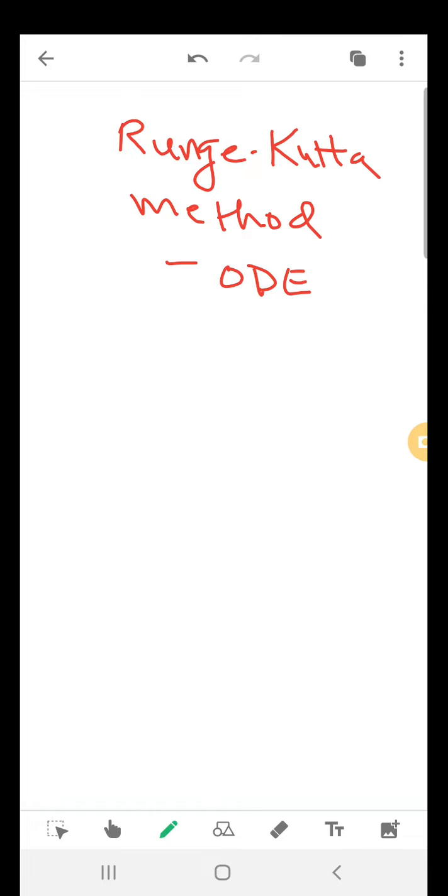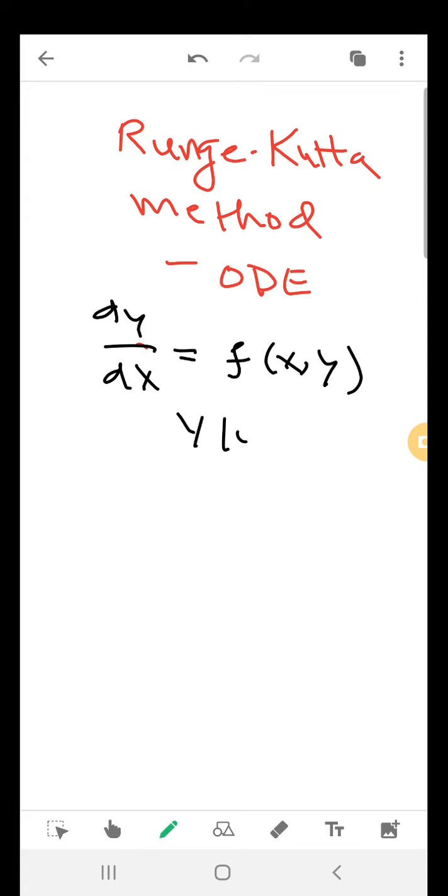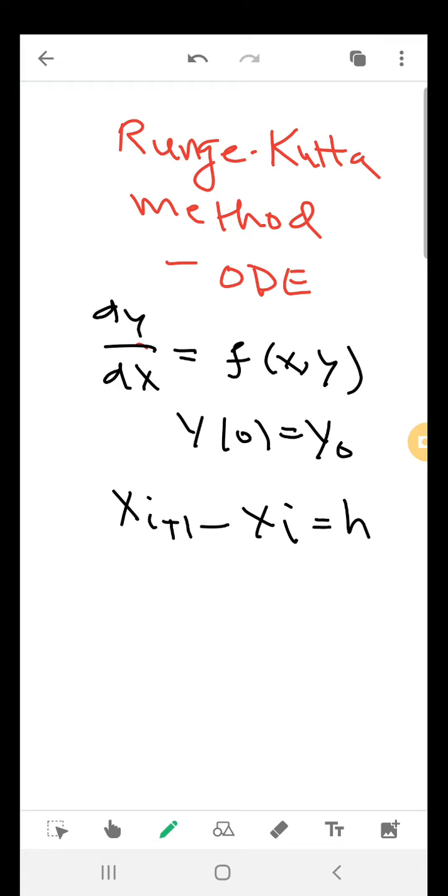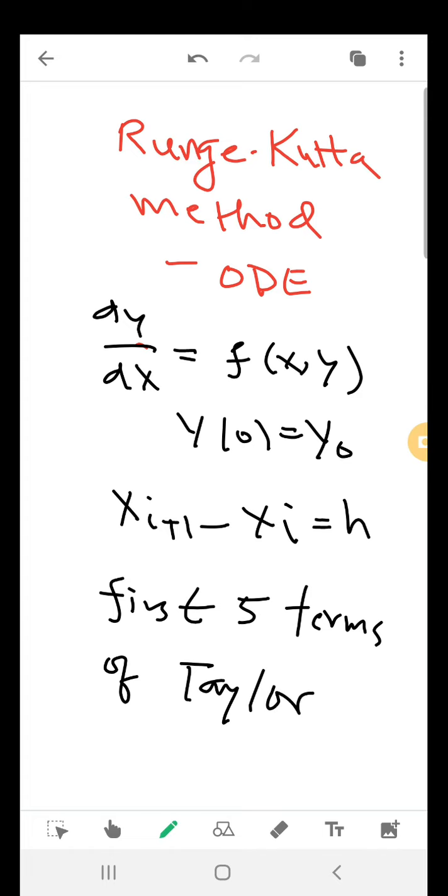This method is again based upon taking a step size, that is basically if you have an equation like this, dy by dx is equal to f(x, y), with a boundary condition y(x0) = y0, and you take the step size as equal to h, and you proceed by taking the first 5 terms of the Taylor series.